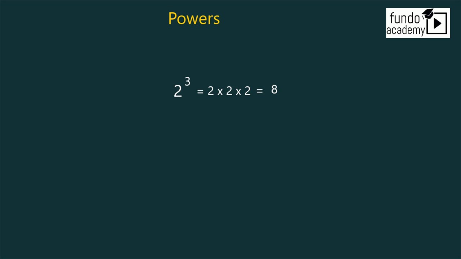Now we know that 2 is called the base and 3 is called the power, and that power 3 can also be called an index. So we are saying that when we have 2 to the power of 3, we are raising the base 2 to a power or an index, which is 3. So that's what simply powers are.